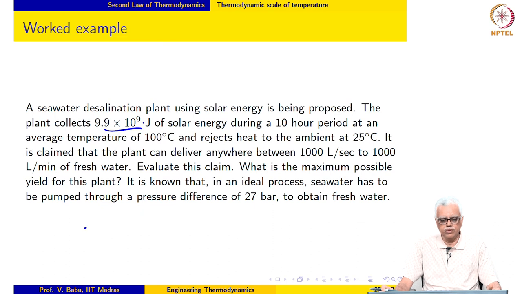What is the maximum possible yield for this plant? It is known that in an ideal process, seawater has to be pumped through a pressure difference of 27 bar to obtain fresh water. This usually means that we are using the reverse osmosis process for desalinating the water. So, let us evaluate this claim.